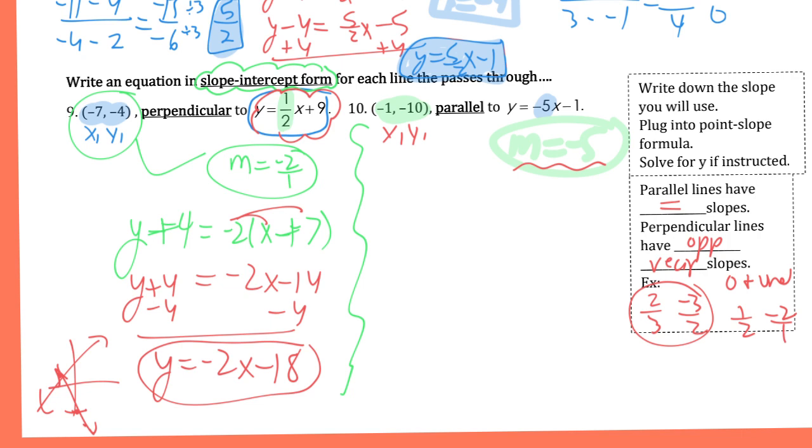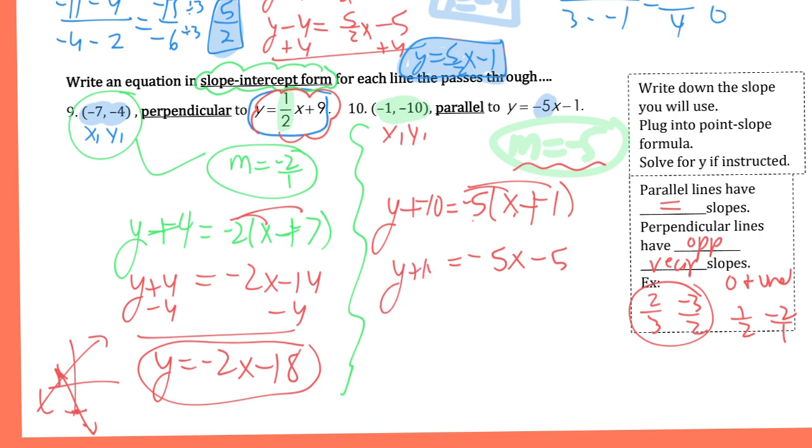So parallel lines have equal slopes. So let's write the equation. So y minus the y coordinate of the point you know, which is -10, equals m, which is -5, times x minus the x coordinate of the point that you know. Anytime you see minus negative, make it plus a positive. And we'll distribute because they want your final answer to be in slope-intercept form. So if I take -5 times x, I get -5x. -5 times 1 is -5.